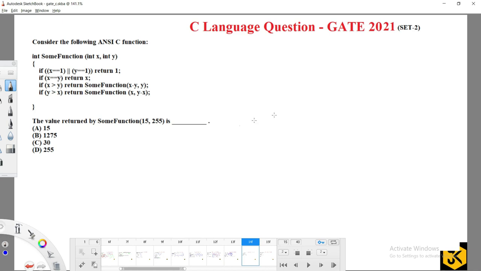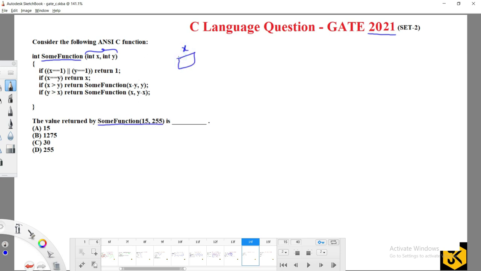Hi, let's see one of the GATE questions which was asked in the year 2021. Consider the following ANSI C function. The function name is sum function, and it takes two parameters, x and y, and they have given certain logic. Let's see what they are expecting. The value returned by the sum function by passing the values 15, 255 is?